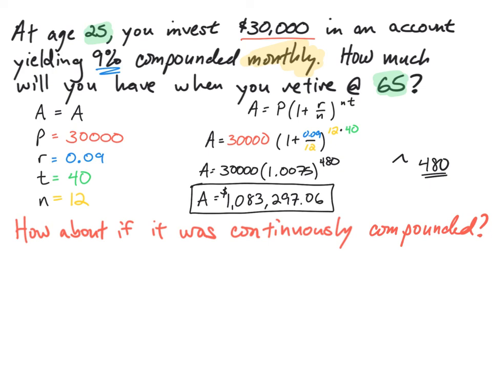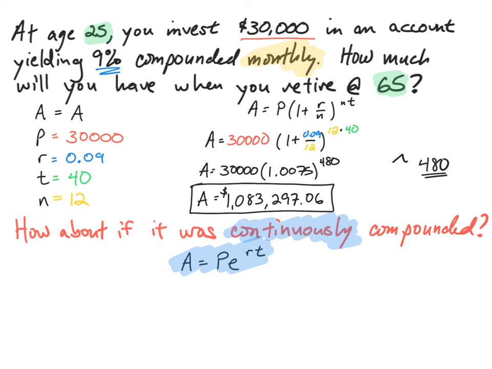The next scenario is asking, how about we have the same scenario if it was continuously compounded instead of monthly? And this word right here is your clue to be using this formula: A equals P e to the RT power. This is what it means to be continuously compounded, this formula right here.